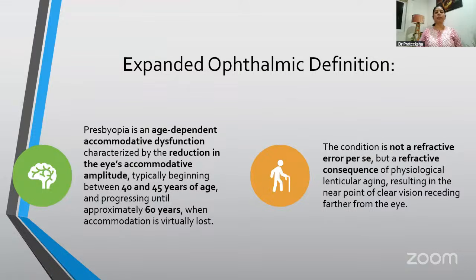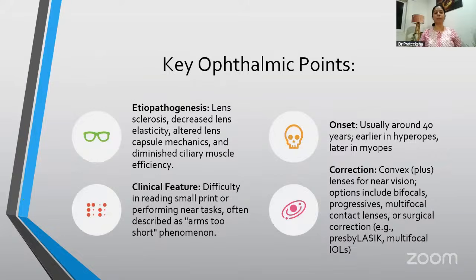Now, coming to the expanded ophthalmic definition of presbyopia, again, it is an age-dependent accommodative dysfunction, which is characterized by reduction in the eye's accommodative amplitude, typically beginning between 40 to 45 years of age and progressing until approximately 60 years, when the accommodation is virtually lost. The condition is not a refractive error per se, but a refractive consequence of the physiological lenticular aging, resulting in the near point of clear vision receding farther from the eye.